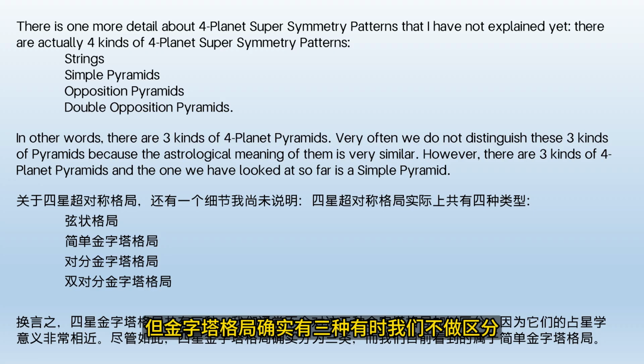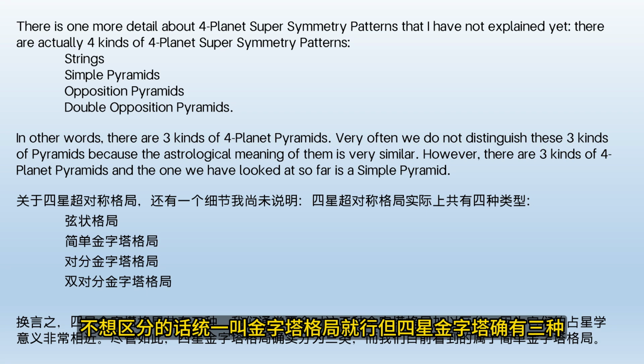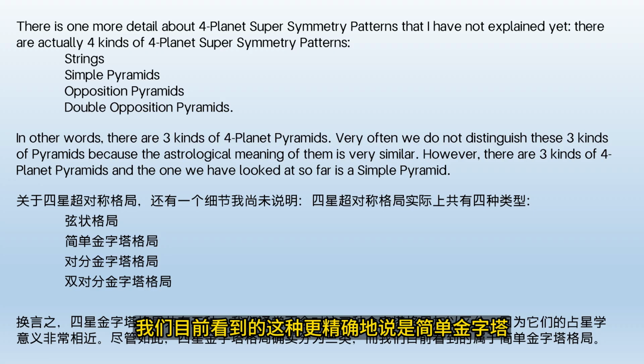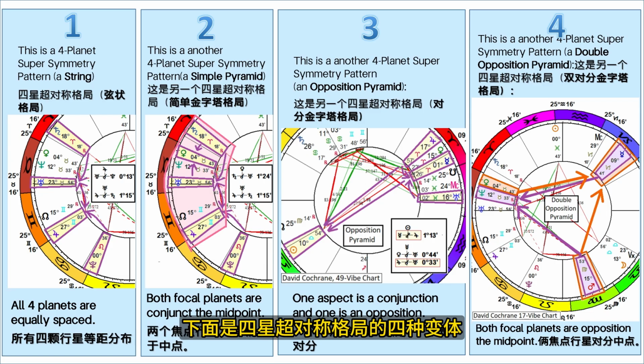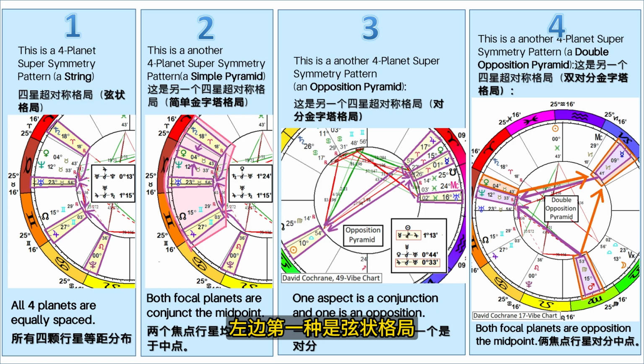And sometimes we do not distinguish them. So if you don't want to distinguish between them, you just call them pyramids. But there are 3 kinds of 4-planet pyramids. And the one we looked at so far, to be more specific, is a simple pyramid. And here are the 4 variations of 4-planet supersymmetry patterns. Okay, so we're getting a lot of terminology here, so let me say that again. Here are the 4 variations of 4-planet supersymmetry patterns.